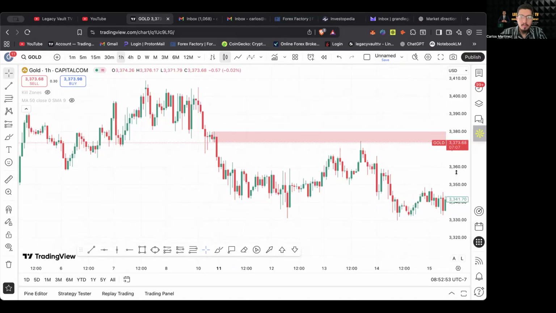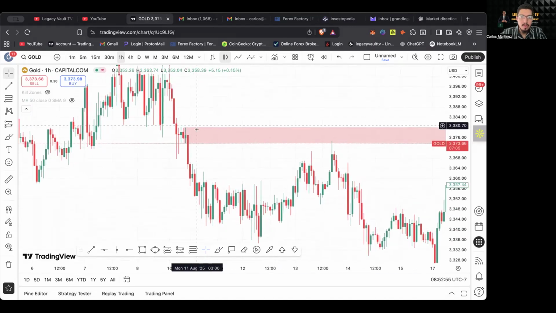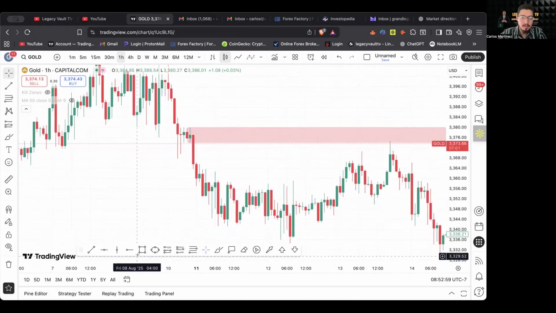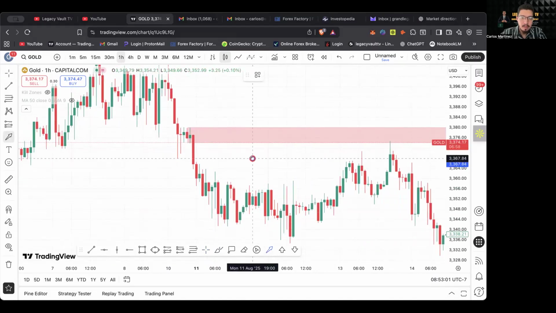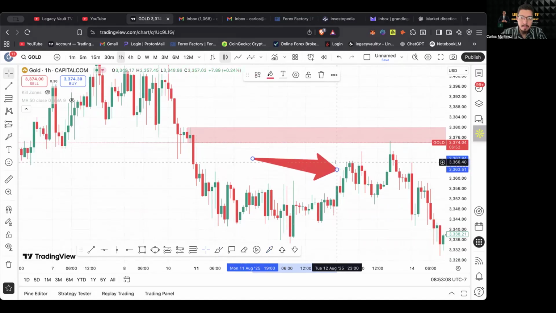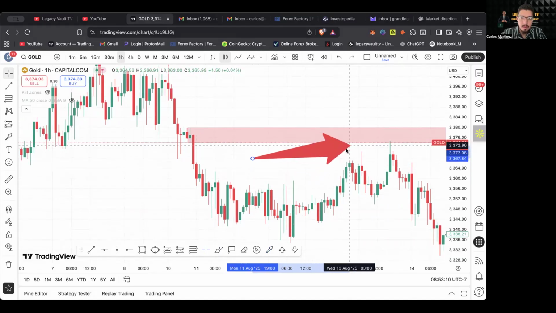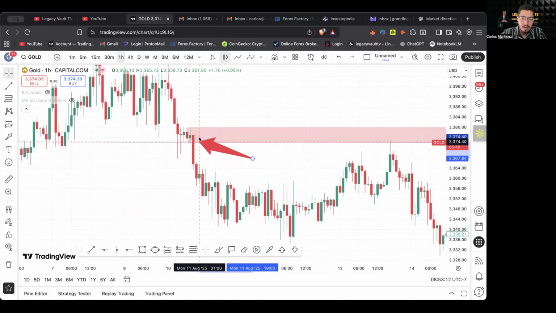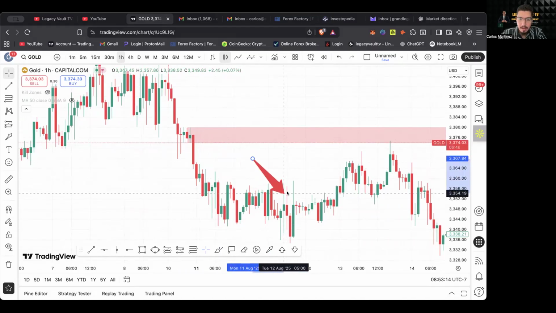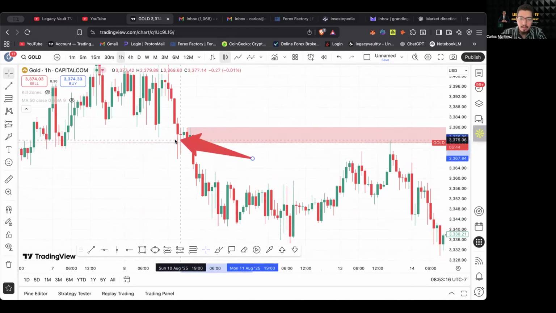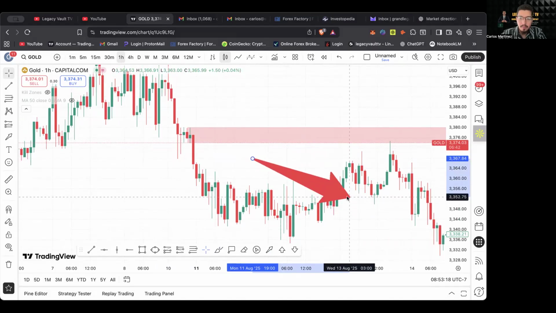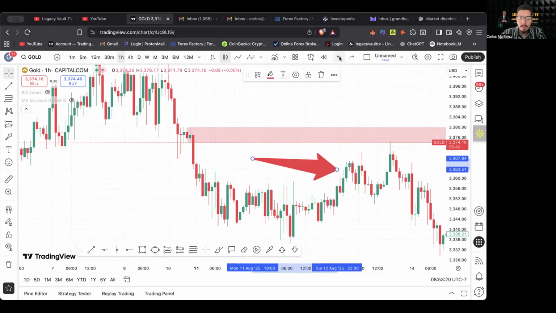Now you guys want to look for a zone where there's imbalances, such as here. There's an imbalance here. It left a gap, and eventually price came up to fill this gap. At one point it left this gap, and then price came back up to fill it and touch this area to afford continuation to the downside.